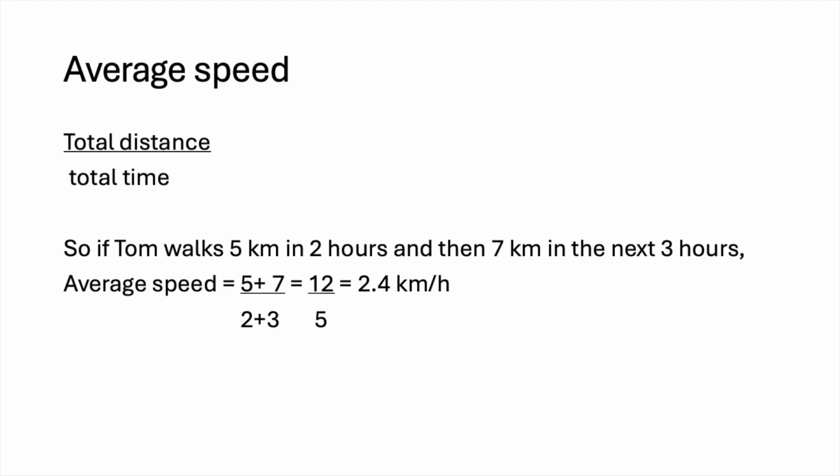So if Tom walks 5 kilometers in the first 2 hours, then 7 kilometers in the next 3 hours, his average speed is total distance by the total time, which is 5 plus 7 divided by 2 plus 3, which is 2.4 kilometers per hour.